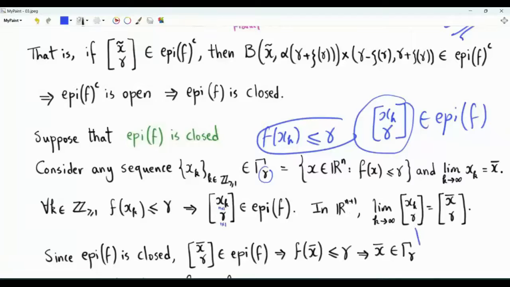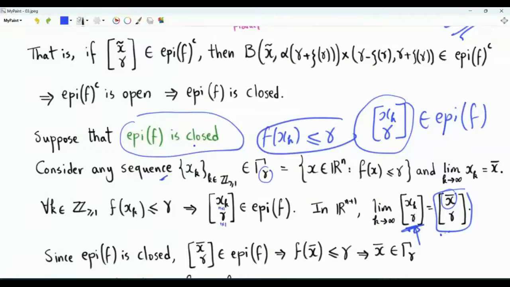In the epigraph of f, those n plus 1 dimensional vectors, as k tends to infinity, will tend to x bar, because we are studying a convergent sequence that is assumed to converge to x bar, and the last component here is fixed at gamma. In the limit as k tends to infinity, the last component will also be gamma. It is assumed that the epigraph of function f is a closed set. So if there is a convergent sequence in that set, then the limit point is also in the set. Because the epigraph of f is assumed to be a closed set, then the limit, which is this vector, the first n components are x bar and the last component is gamma, is also in the epigraph.